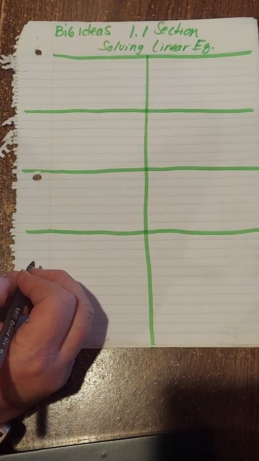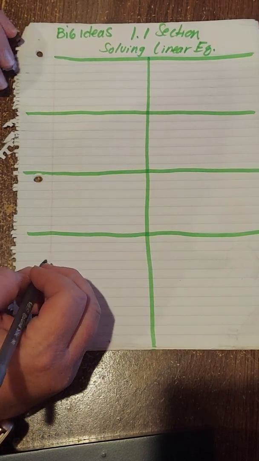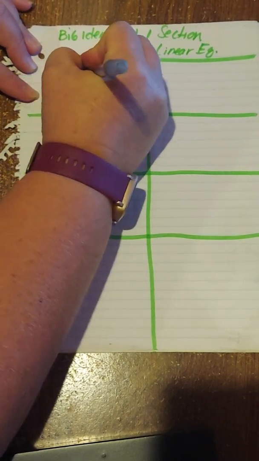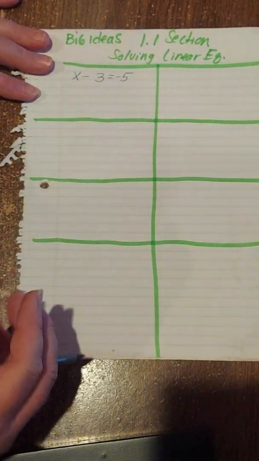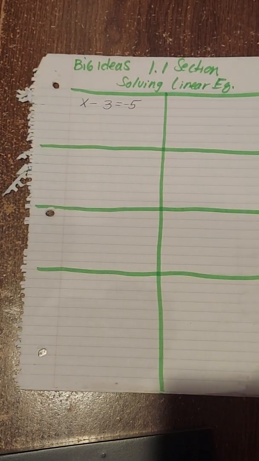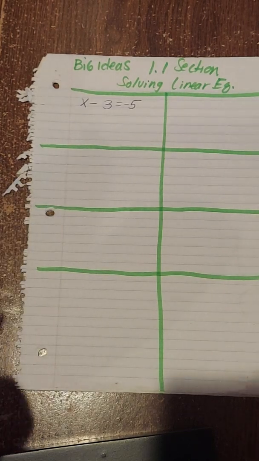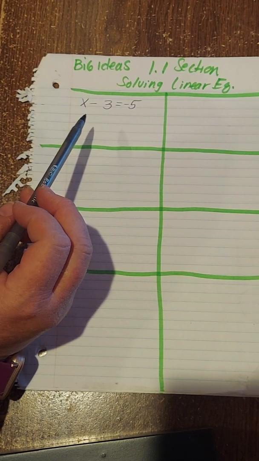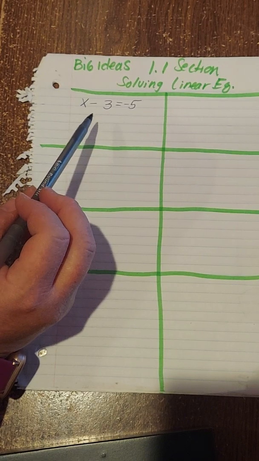Okay, so the first part is about solving linear equations with adding or subtracting. So let's take our first example here. X minus 3 equals a negative 5. So you can see why we reviewed adding and subtracting negatives, because that's pretty important. As far as the addition property of equality and the subtraction property of equality, so here's the thing.